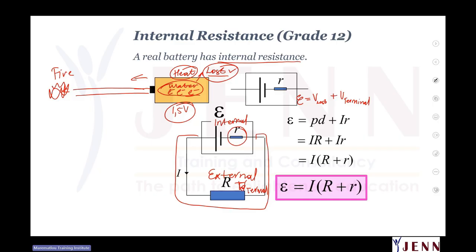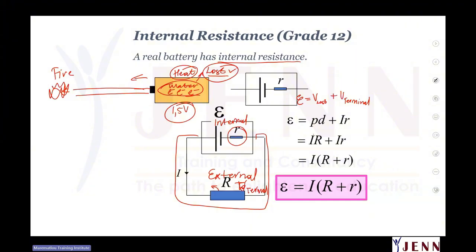That is internal resistance. This is external resistance. This is the resistance that you and I have been calculating for the past hour. This one is the one that we're introducing now. But how do we calculate potential difference? We calculate potential difference using Ohm's law by saying current times resistance.